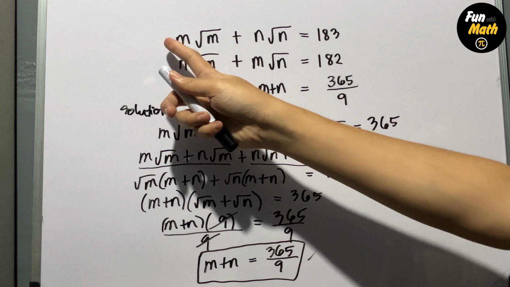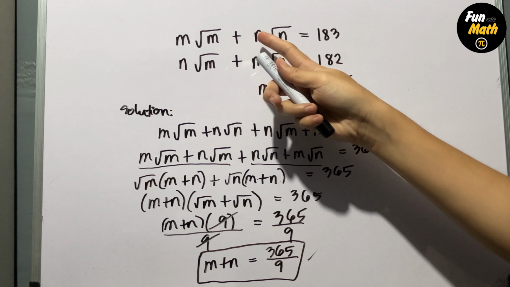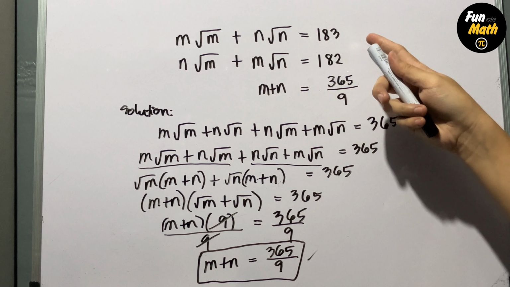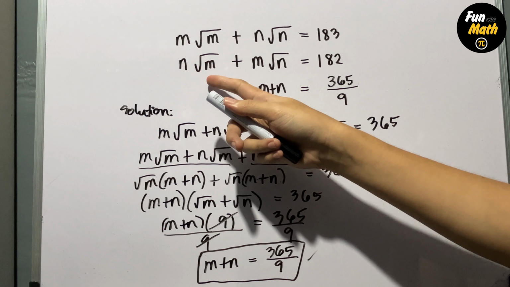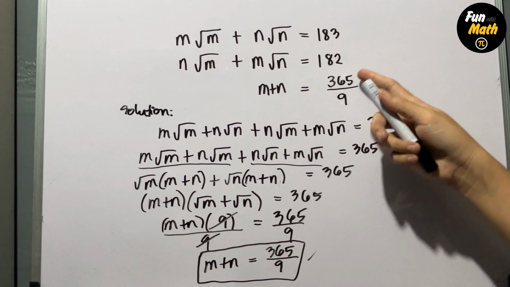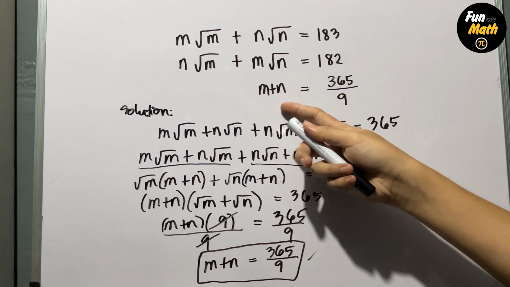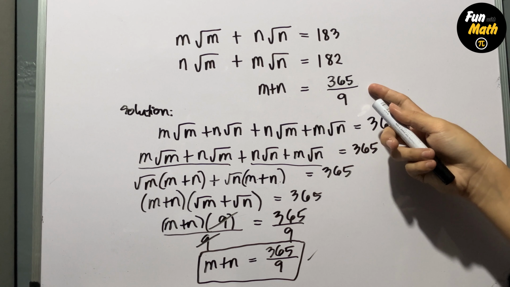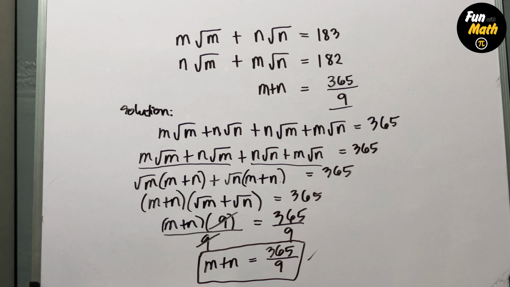Therefore, m square root of m plus n square root of n is equal to 183. n square root of m plus m square root of n is equal to 182. The value of m plus n is equal to 365 over 9.